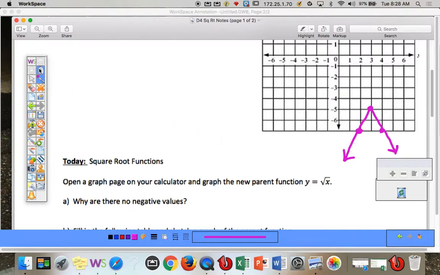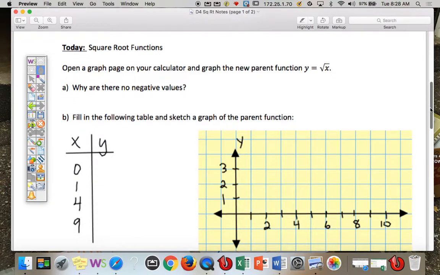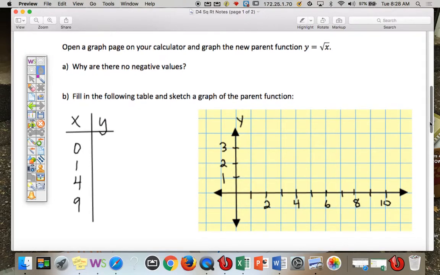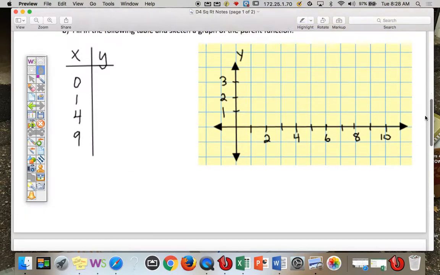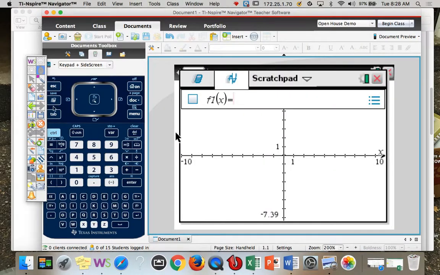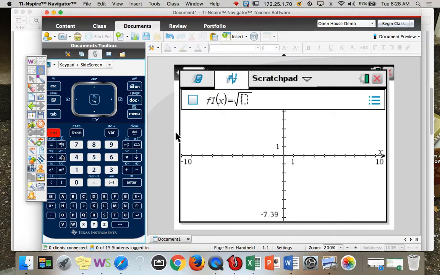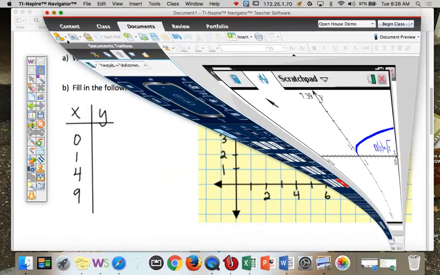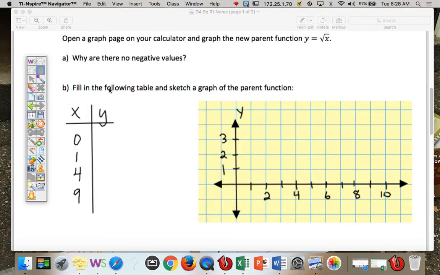So today we're going to look at square root functions. It says on a graph page on your calculator, graph the new parent function y equals the square root of x. Okay, so let's open this up, and square root is control x squared. Here's the x. So there's the square root of x. And it says, why are there no negative values? Let's fill in the following table and sketch a graph of the function.